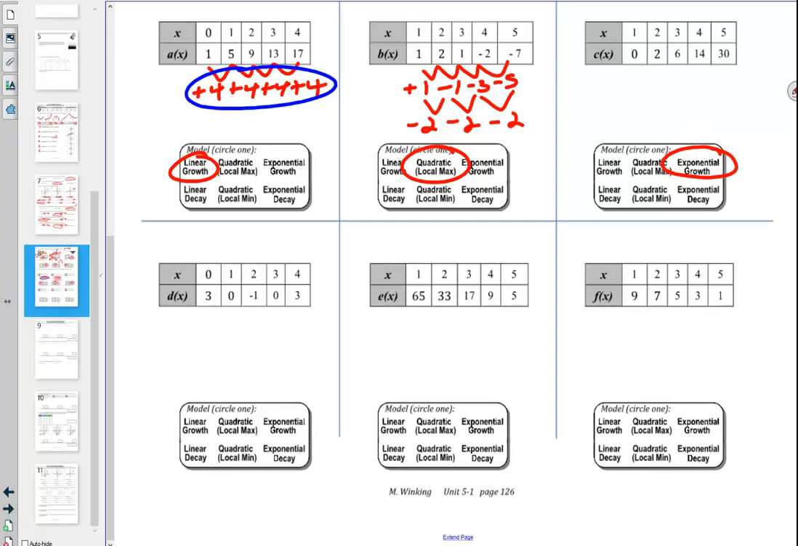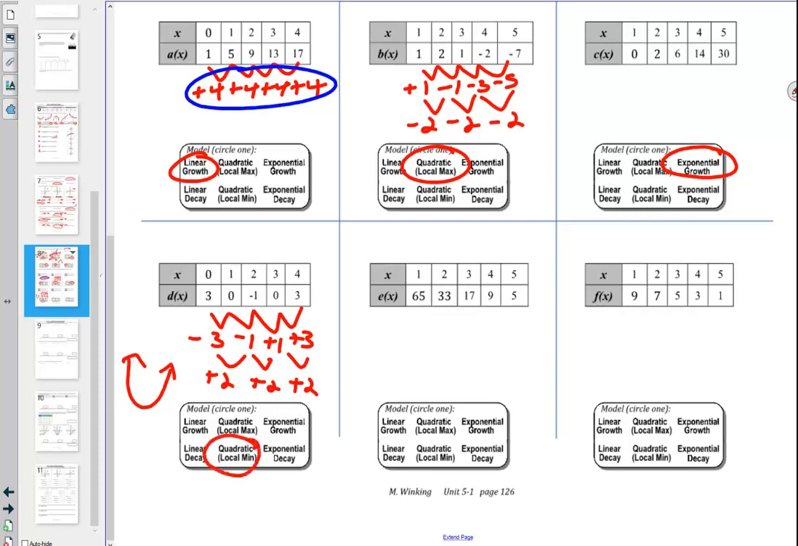Okay. This one at first sight looks like it's going to be a parabola, but let's just double check. The first difference here is going to be -3, then -1, then +1, and then +3. 0 minus 3 is negative 3, negative 1 minus 0 is negative 1, 0 minus negative 1 is positive 1. But then when you take now the second difference, it's plus 2, plus 2, plus 2. So because the second difference is positive, it's an upward facing parabola. Which one is that going to be? Quadratic or the min? The vertex is at the bottom.